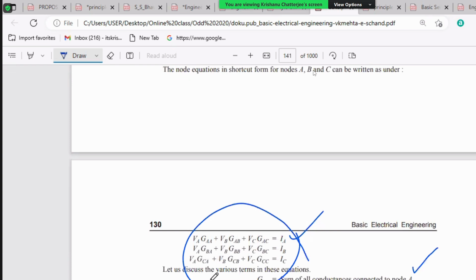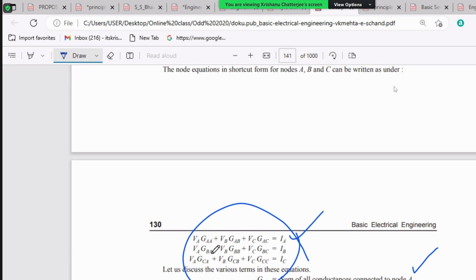See, these are the equations we are writing actually. VA, GAA, we have written in this way, right? R11, R12, R13, R21, R22, R23, R31, R32, R33. In this way we have written. Here also we are writing in the same way, but in terms of conductance. VA, GAA, VB, GAB, VC, GAC, that is equals to IA.